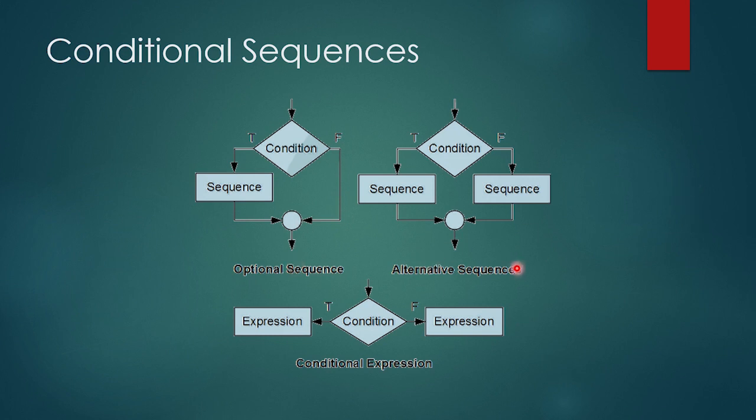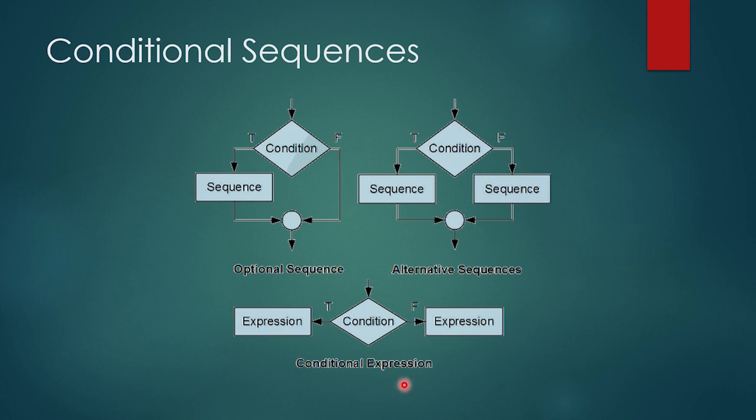The next one is an alternative sequence where it comes in, it asks the question for the condition. If it's true, it does this sequence of statements. If it's false, it does this sequence, and after it has done one of those, it goes on to the next thing in the program.